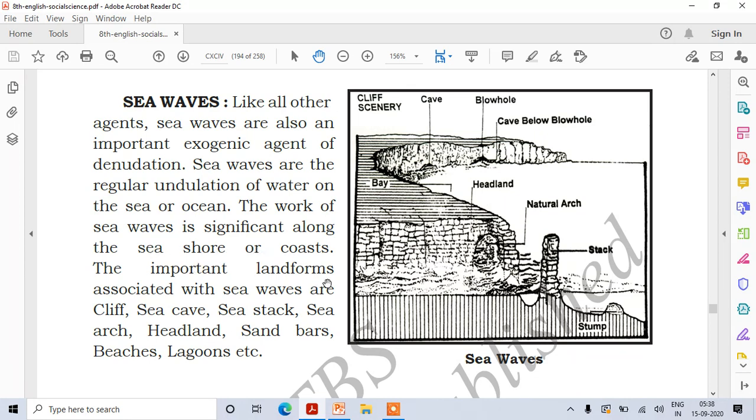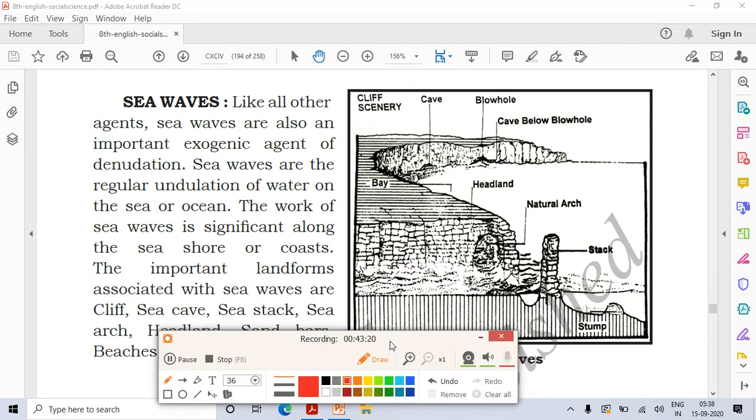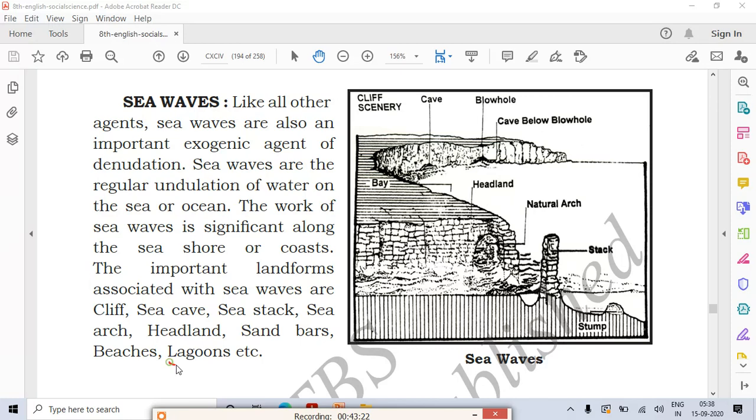The important landforms associated with sea waves are cliff, sea cave, sea stack, sea arch, headland, sandbars, beaches, lagoons. These are the important landforms associated with sea waves. So you can remember these. Lagoon is very common. Sandbars are also common. Sea cave you can remember, beaches you can remember. These are the landforms formed because of the sea waves. So we have completed the chapter.